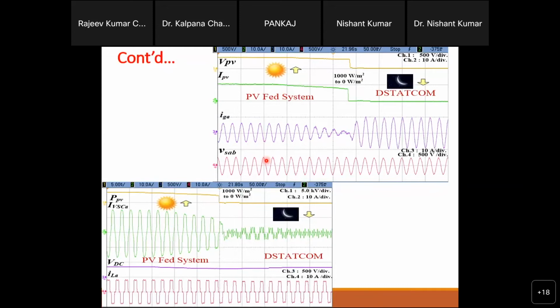Whenever we feed power into the grid, at that time you will see your voltage and current are out of phase. Here in the daytime, when the PV is generating power, you will see both are out of phase. See here, this voltage and current, both are out of phase, which means power is going into the grid.